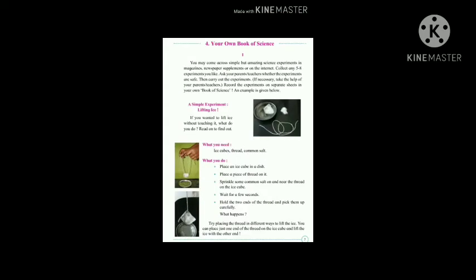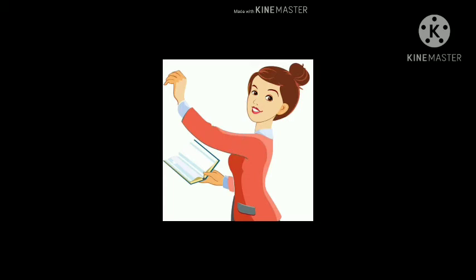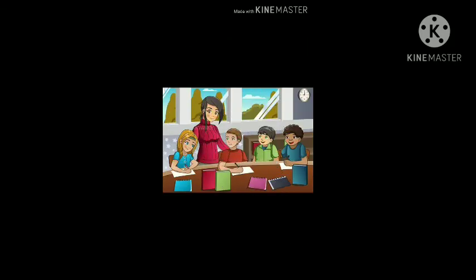Let's start with our lesson number 4, your own book of science. In this lesson, there are 2 parts. In the first part, we will be doing a simple experiment, and in the second part, we will be learning what hailstones are and how they are formed. We will start with our first part, that is a simple experiment, but before that, I will tell you how to make your own book of science.